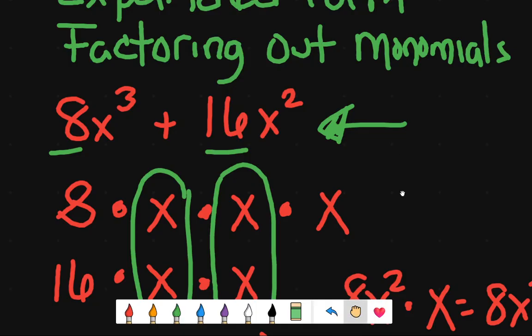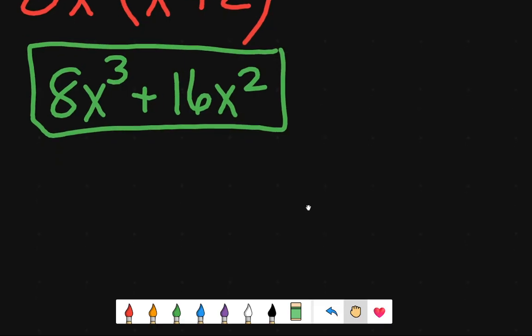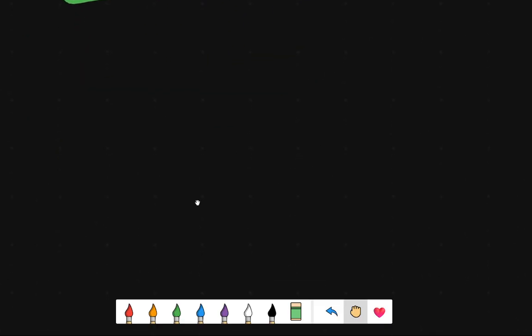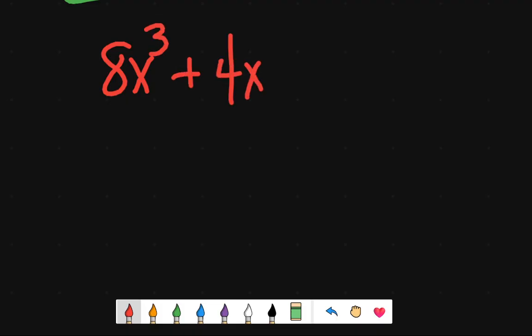Okay, let's try one more if time permits. This one is going to be with 3 different terms, and we'll see if we can get this right. So we have 8x to the third plus 4x to the fifth plus 12x to the second. All right, so what is the greatest common factor between the coefficients? Well, first, let's write this in expanded form before we do any of the greatest common factor.